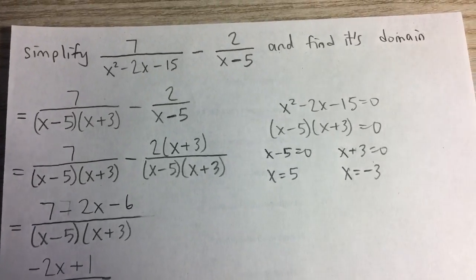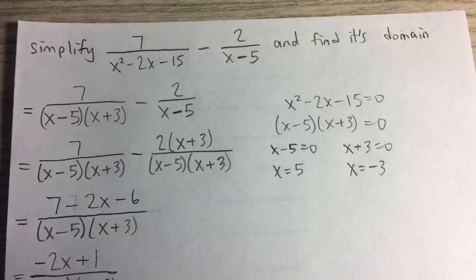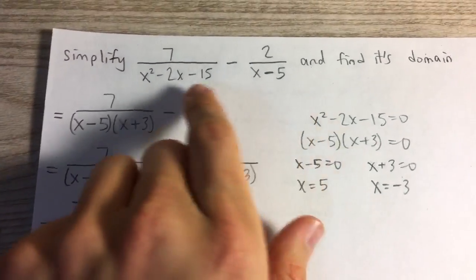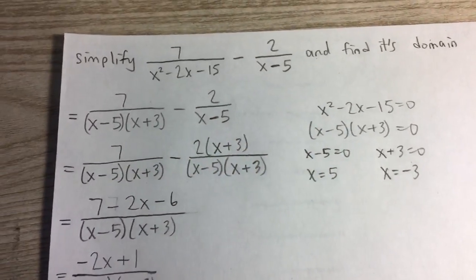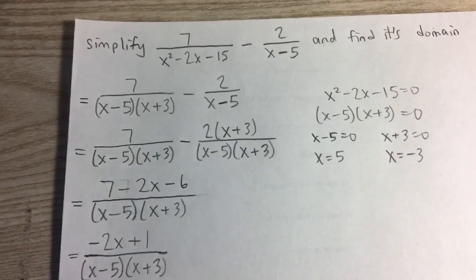Simplify 7 over x squared minus 2x minus 15 minus 2 over x minus 5 and find its domain. So here we're subtracting two fractions. And in order to subtract fractions, we have to come up with a common denominator, and then we just subtract the two numerators together, and that's going to be our answer.